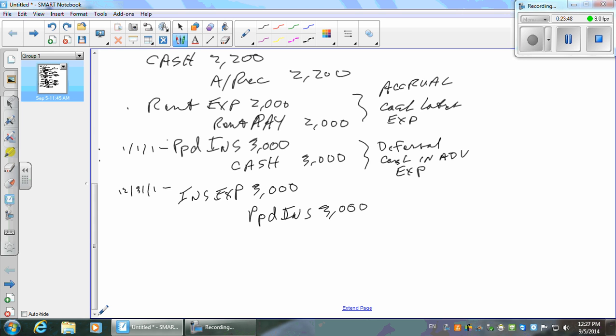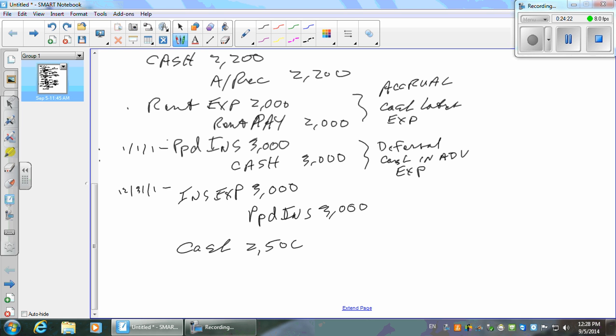Okay, so now my customer pays me $2,500 for product that I am going to deliver, or services. I'm going to do services I'm going to deliver later. They'll have service revenue when I deliver it. So if they give me $2,500, what do I get? I get cash. Debit it, right?